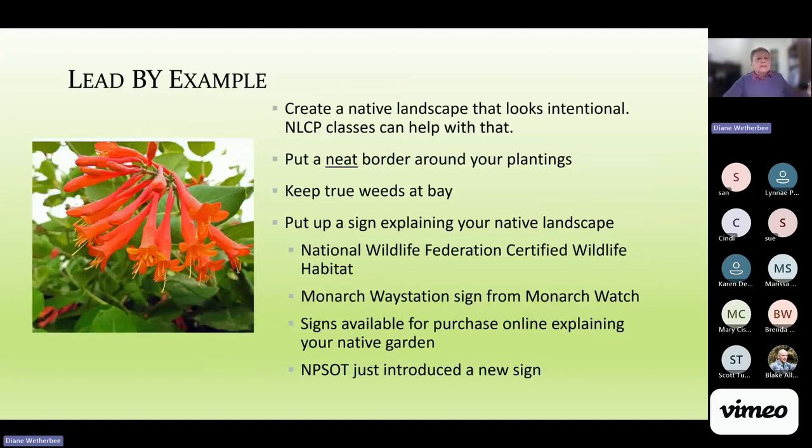Lead by example. Create a native landscape that looks intentional. Okay. And NIPSOT offers something called the Native Landscape Certification Program. And they have classes, and those classes can really help. I mean, they are excellent for helping you understand how to create a landscape that looks intentional, that looks acceptable.